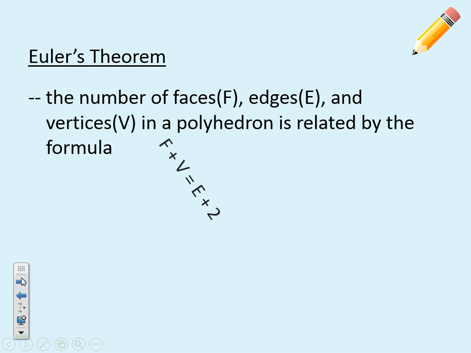Now sometimes you want to know if you counted correctly. So let's go to the front of your little foldable there and make sure that you have this formula. There's a relationship between the number of faces, edges, and vertices on a polyhedron. And it's related by this formula. Faces plus vertices equals edges plus 2. So if you ever want to check to see if you counted correctly, this would be a good formula to use. So make sure you have that on the front of your lovely foldable.